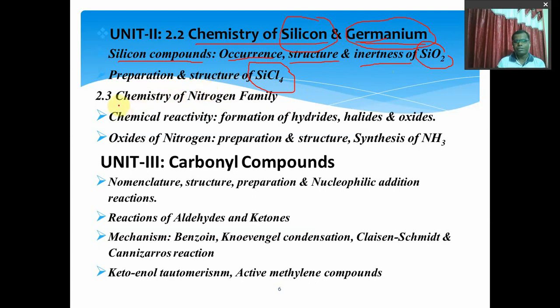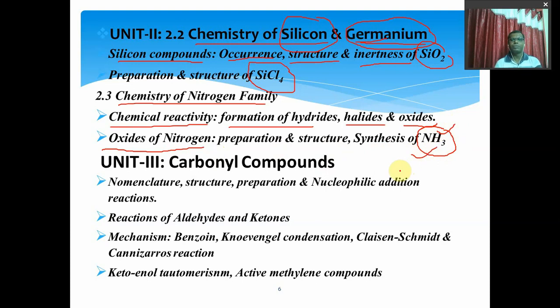Again, you are going to discuss the third topic in the same unit, called chemistry of the nitrogen family, because there are so many compounds present in nature which contain nitrogen. In this topic you are going to discuss the chemical reactivity of nitrogen family compounds, and the formation of hydrides, halides and oxides of nitrogen, how they can be formed, and what their chemical reactivity is. All these things you will study in this topic. Again, the oxides of nitrogen are very important, their preparation and structure, and by using nitrogen we are able to synthesize one of the important compounds in organic synthesis, which is very important in the field of chemistry for the synthesis of many compounds.